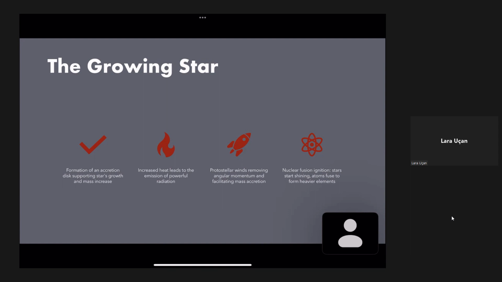The final stage is nuclear fusion ignition, where stars begin to shine, actually. And this process involves atoms fusing to form heavier elements and releasing energy in the form of heat and light.